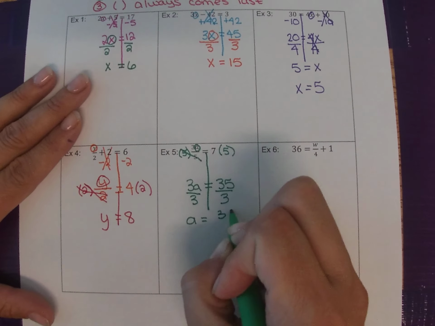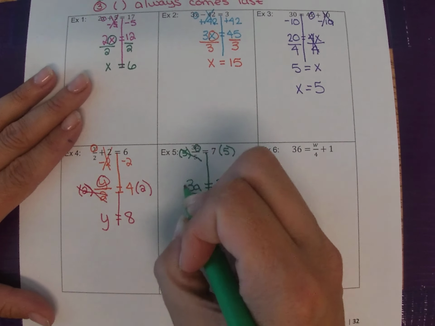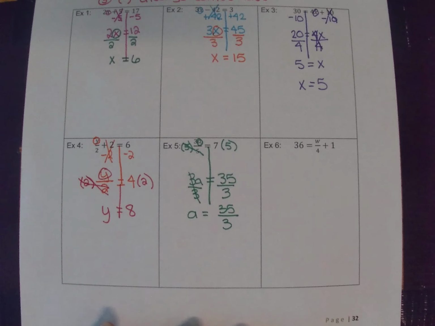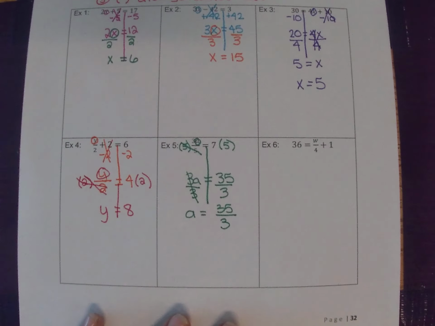So I'm going to undo multiplication with division. Now, we've talked about this before. Whether you turn this into a decimal, whether you leave it as a fraction, it doesn't matter. Just don't round your answer. So you can use your Desmos calculator to get that in any form. Just don't round it.